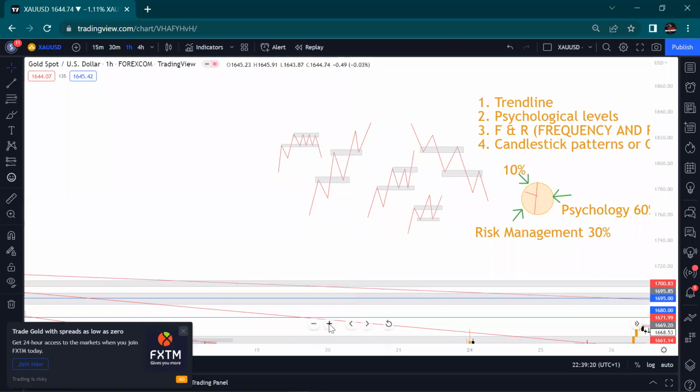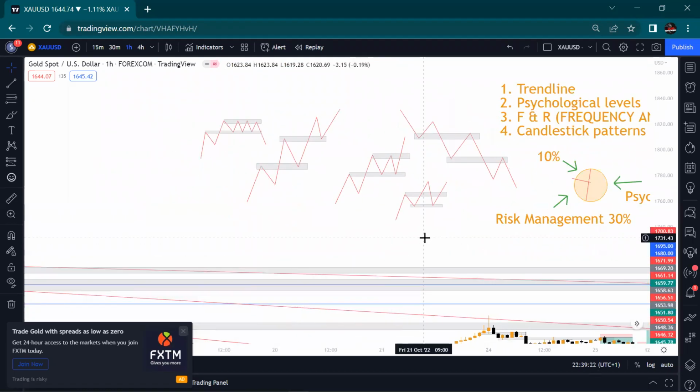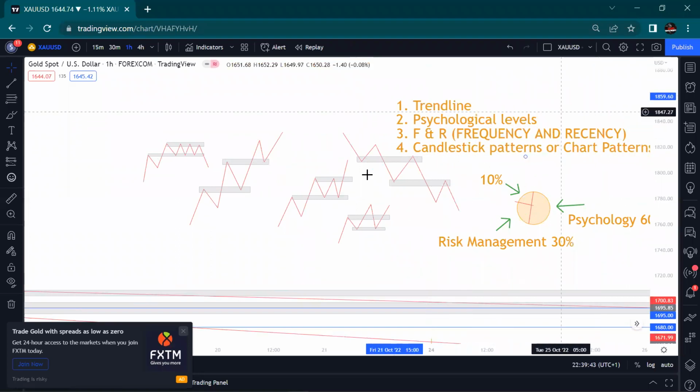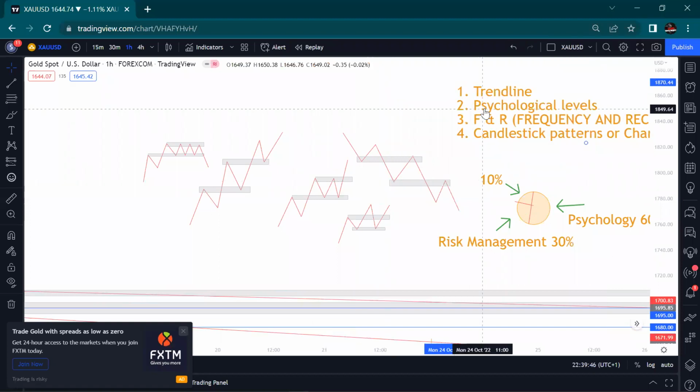Let me explain before showing an example on the charts. What you should do now is take this pattern, carry cycle, because you don't want to use just one confluence when trading. This might just be like using chart patterns and this F&R, frequency and recency. So you wouldn't just want to use it.